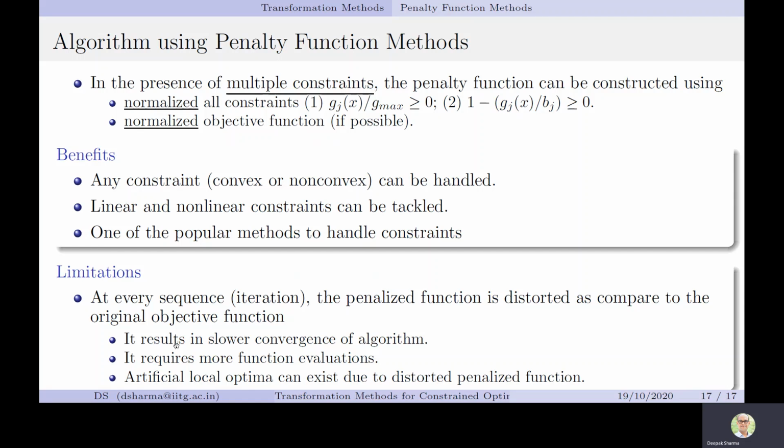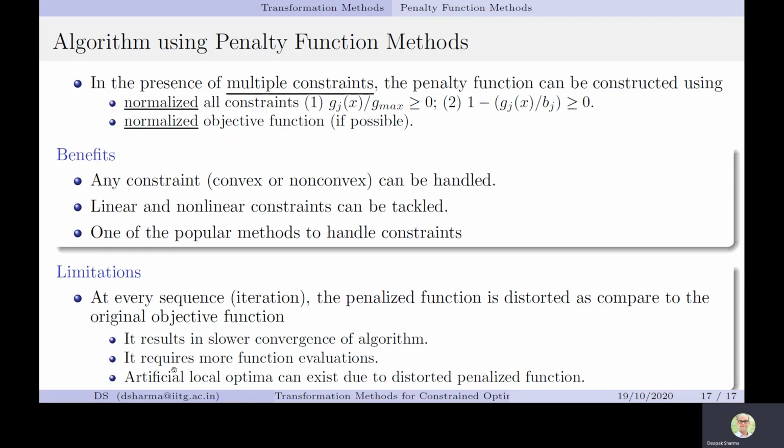You remember that in sequence 1, we started from (0, 0), then we got a point which was not actually the optimum point. Then we increased the value of r, and we went closer to the optimum. So in every sequence, we have to increase the value of r, and only then will we converge. And in every sequence, we have to run a steepest descent. That's why the convergence is slow.